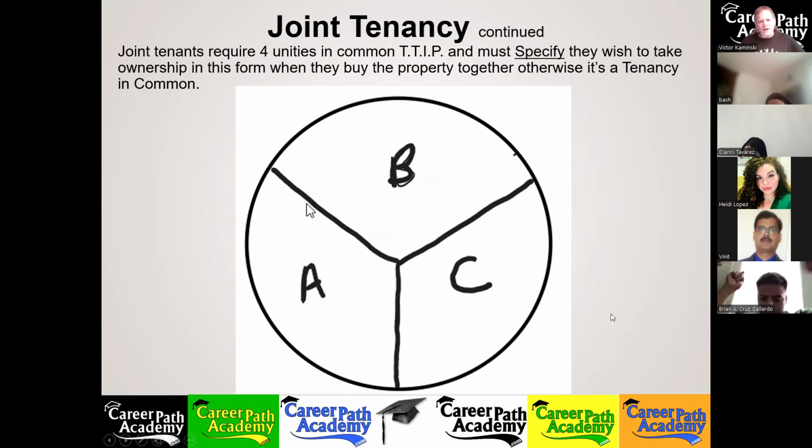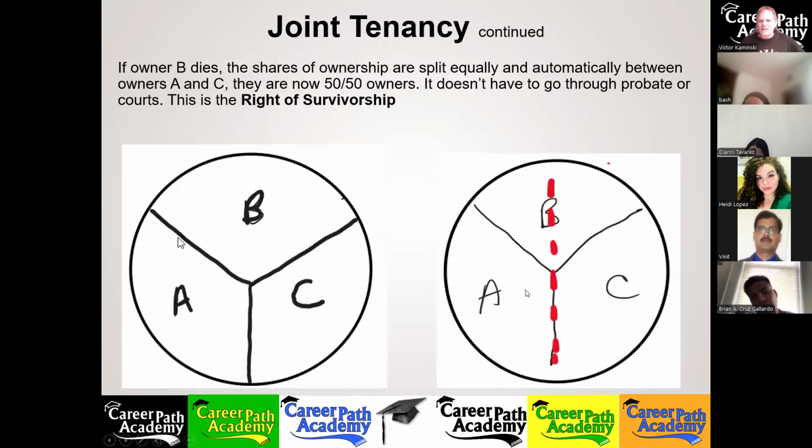Okay, so let's just say now we have these three owners A, B, and C, and we specify they have equal ownership shares, and they specified they wanted to take joint tenancy at the time they took the ownership. What happens if one of those co-owners dies? If B died, equally divided into A and C. Look right here. Owner B died. We're going to automatically split owner B's shares between A and C. So now they're 50-50 owners. That's an example of the right of survivorship.